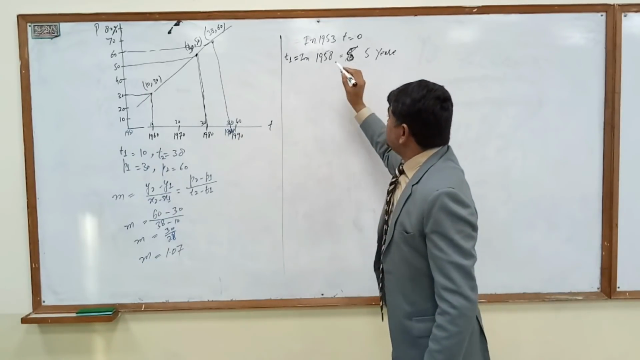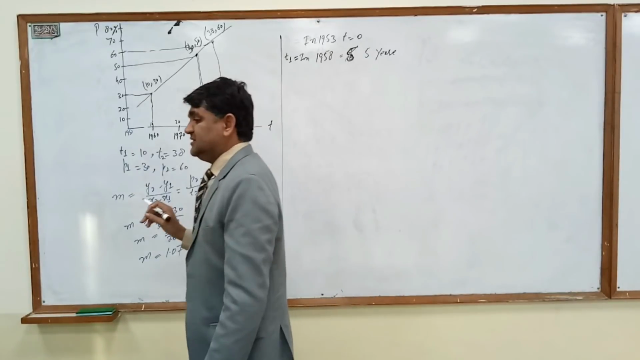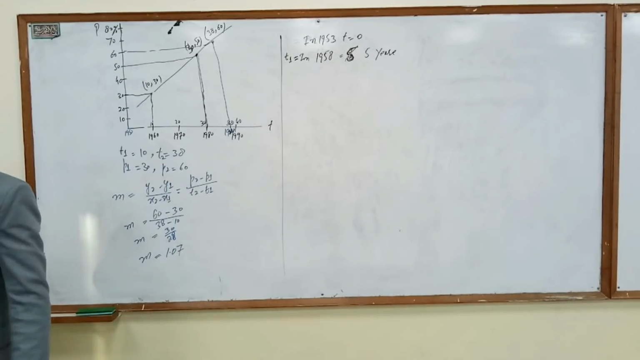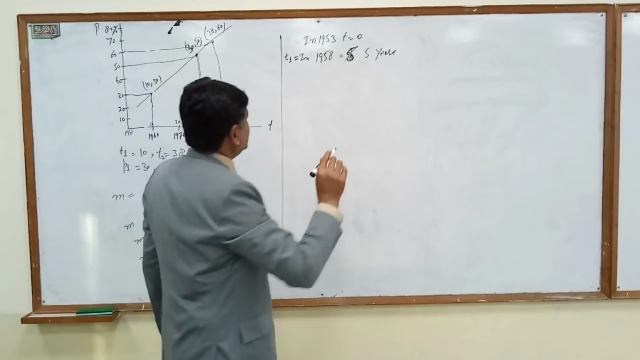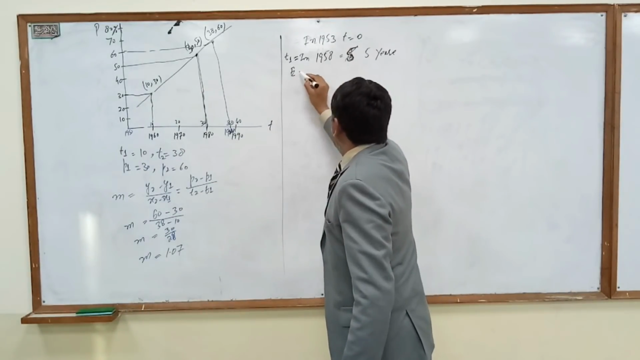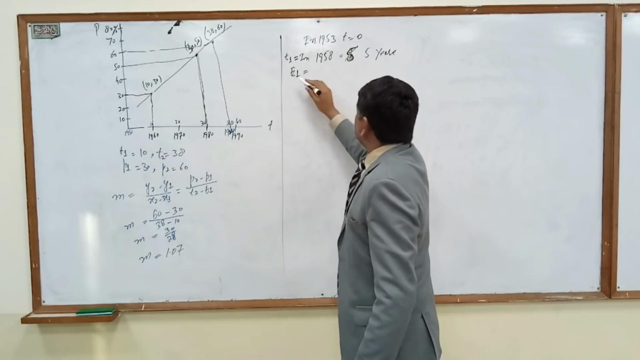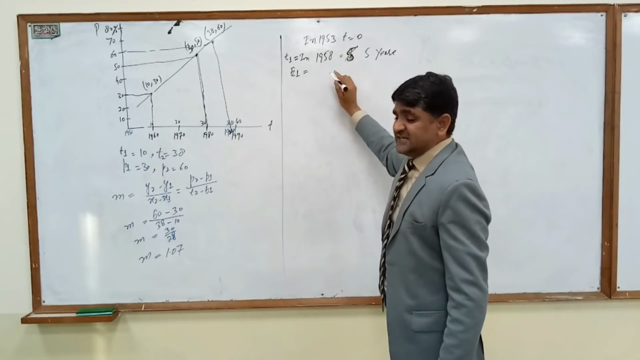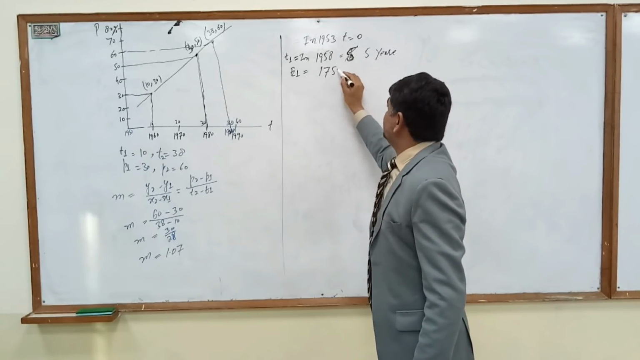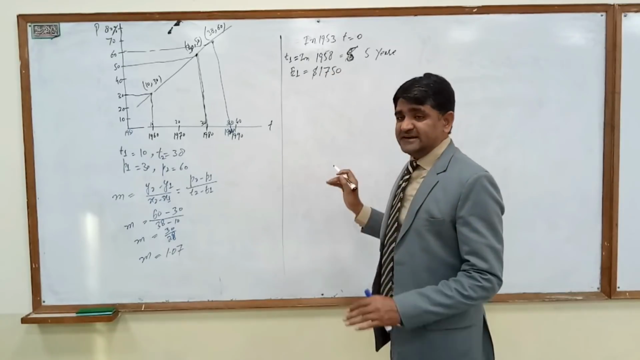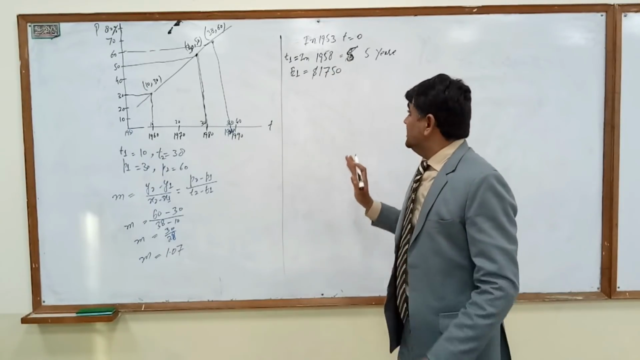And what is expenditure, which is denoted by E? I think expenditure is denoted by E. So E1, the expenditure in 1958, is $1,750.